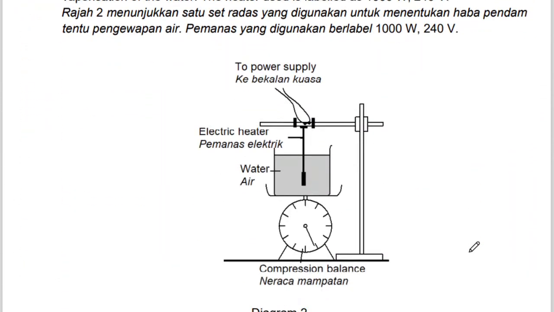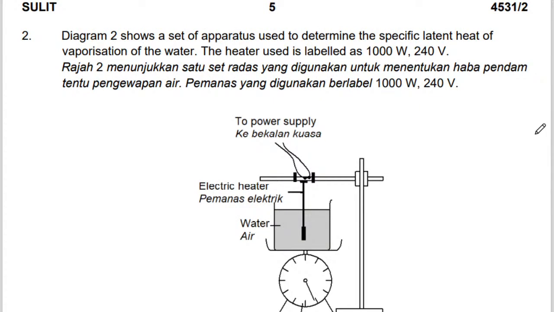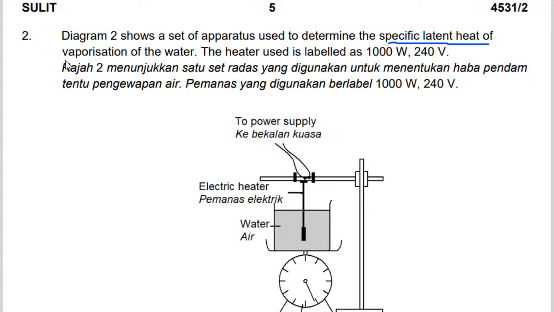Okay, question number 2. So this is from chapter Heat, Form 4. Alright, now, diagram 2 shows a set of apparatus used to determine the specific latent heat of vaporization of water. So this is important. Latent heat, haba pendam. Specific latent heat, haba pendam tentu. Vaporization, penguapan.